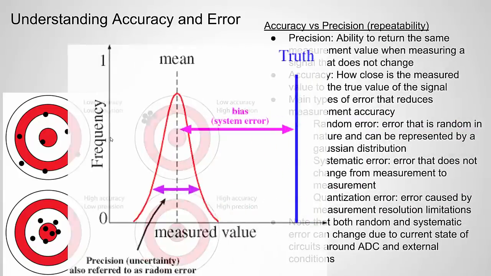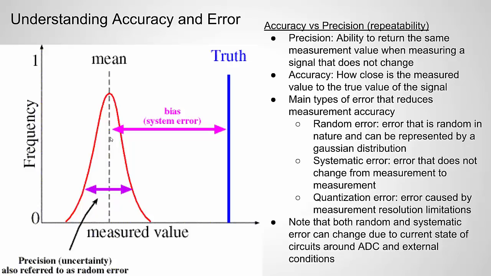Anyway, let's look at this diagram. This is another way to look at the types of error. So if we think of this truth as our real value that we're trying to measure, this arrow would be our systematic error, right?